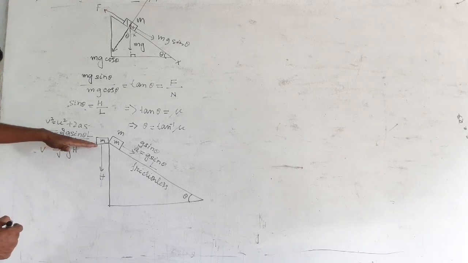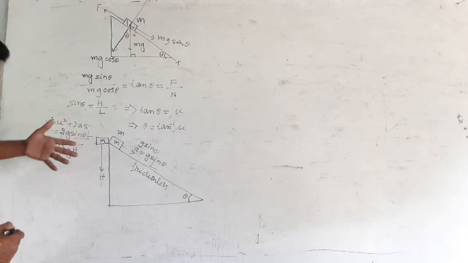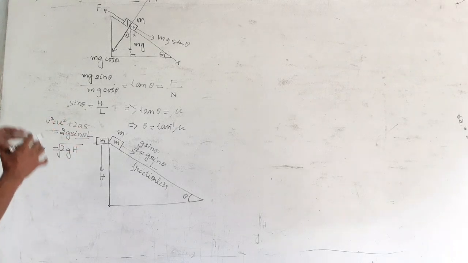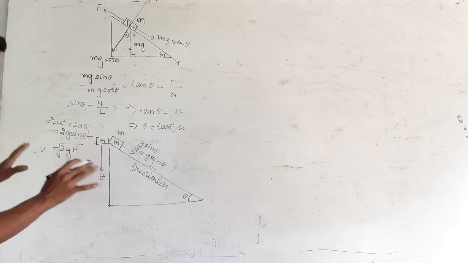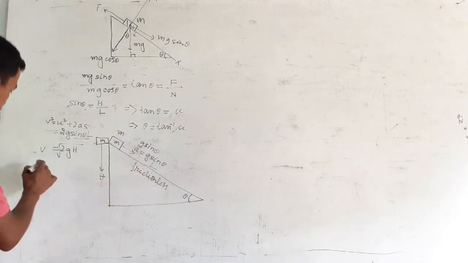for the mass dropped vertically downwards, the initial energy is in the form of potential energy. It has no kinetic energy initially, and its total energy is equal to the potential energy, which is mgh.